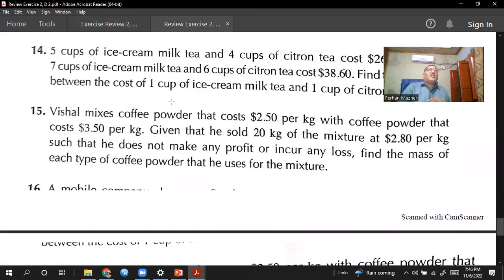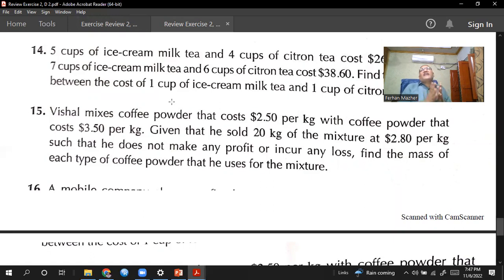He says, Vishal mixes coffee powder that costs $2.50 per kg with coffee powder that costs $3.50 per kg. Given that he sold 20 kg of the mixture at $2.80 per kg, such that he does not make any profit or incur any loss, find the mass of each type of coffee powder that he uses for the mixture. So this is question number 15 from the book D2, review exercise 2.